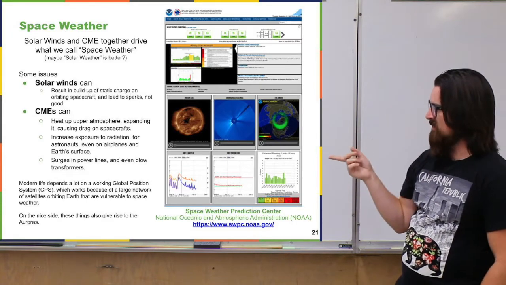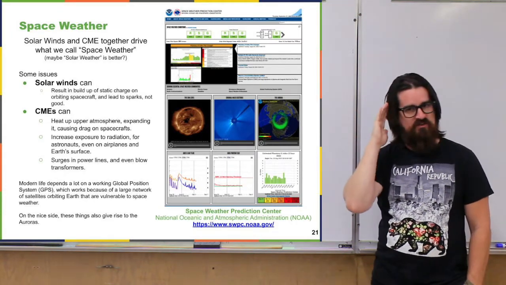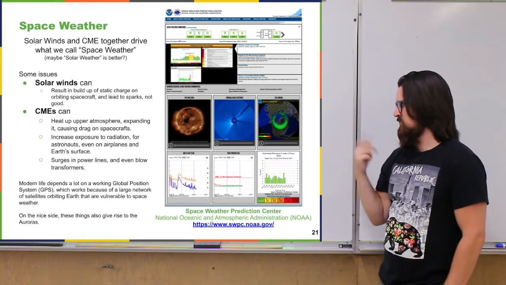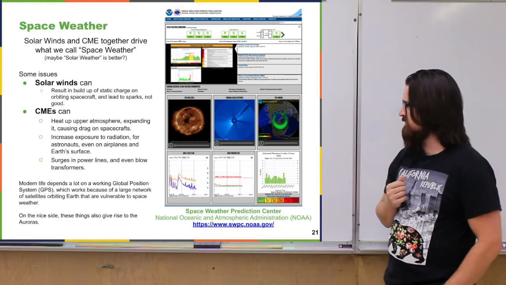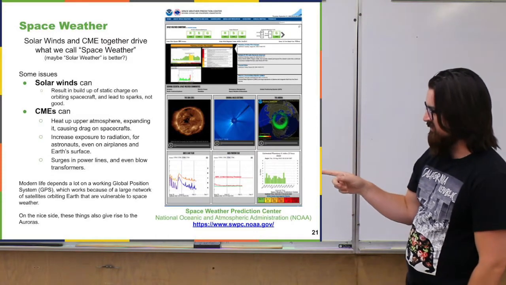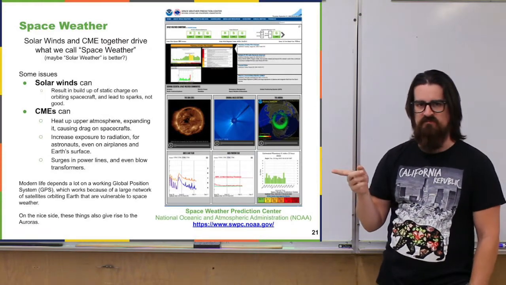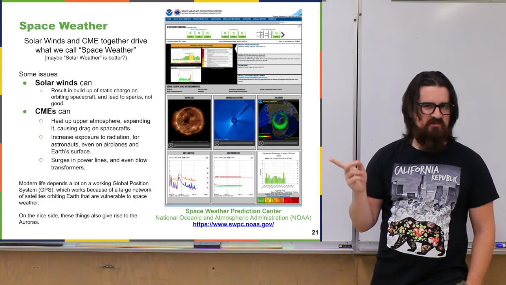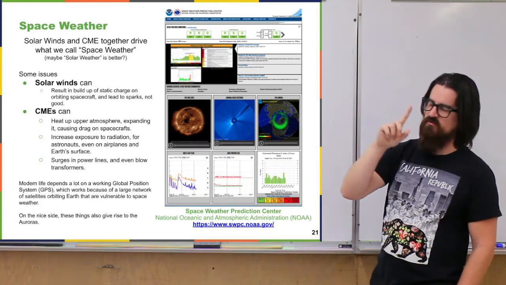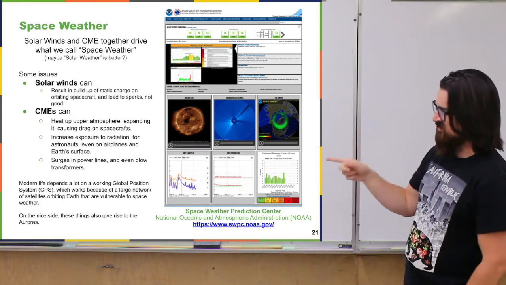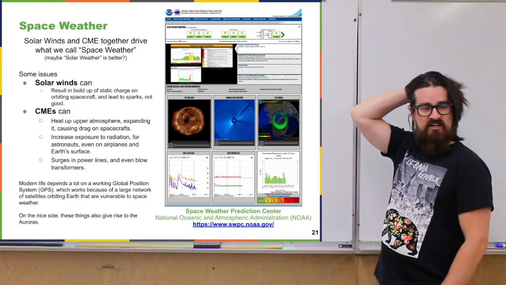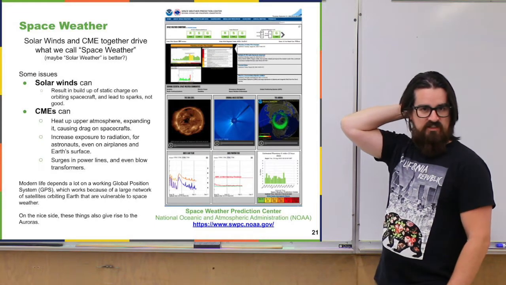And in fact, these coronal mass ejections can sometimes be so strong that, if they're aimed at the Earth at all, they can cause surges in power lines, which can blow out transformers and affect our electrical grid. And if you didn't know, our modern life depends quite a lot on something we call the Global Positioning System, or GPS. That system is built off a large network of satellites orbiting the Earth. So all these things can affect satellites, which can affect our GPS, which can cause a lot of problems because we rely on it for all kinds of things, for trade, for travel.